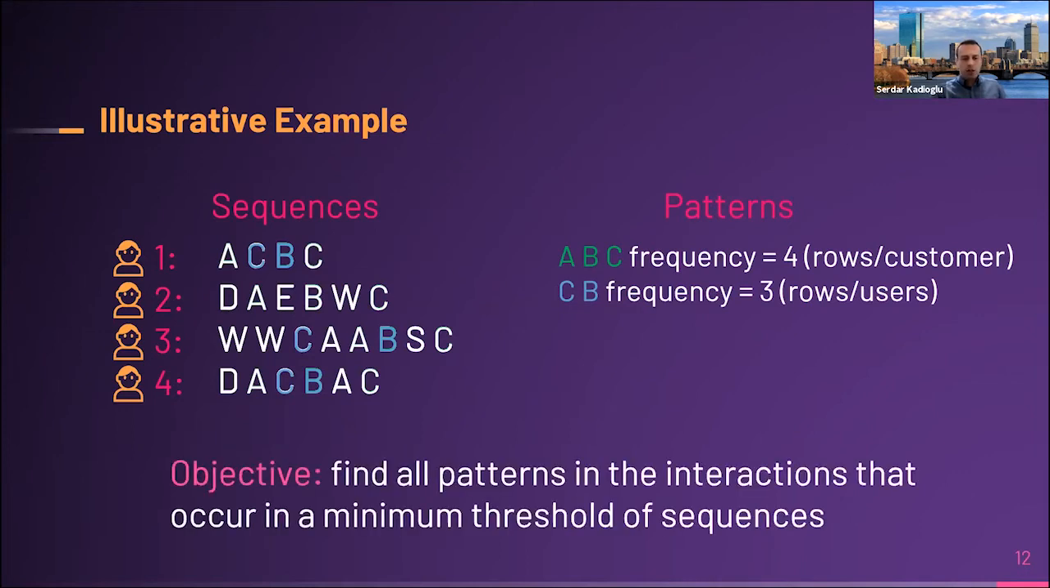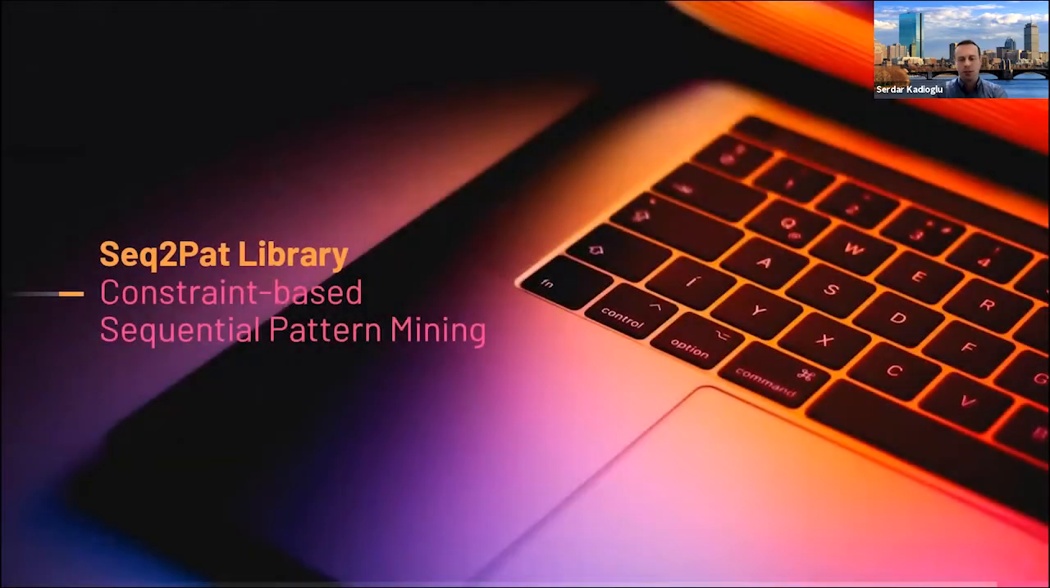And in general, the objective of sequential pattern mining is, given this type of interaction data, such as maybe digital behavior, to find patterns that occur in a minimum number of sequences. So there's some threshold that we want to beat, and we want to find the ones that are frequent. So wouldn't it be nice to have some software to automatically extract such patterns from sequence databases? And this is where the sequence-to-pattern library comes into the picture. In fact, it does something also called constraint-based sequential pattern mining, and I'll mention what that is in a second.